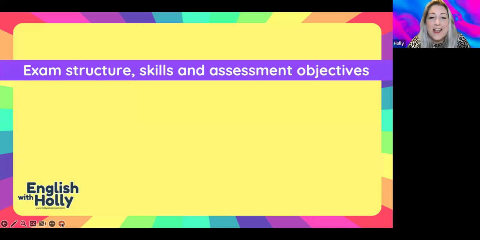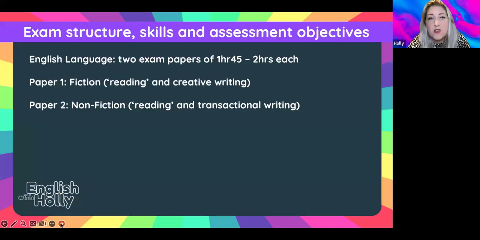So, exam structure, skills, and assessment objectives. This is essentially what the exam entails. I suppose in many ways this is the boring bit, but the very important bit, of course. English language is made up of 2 exam papers. Depending on your exam board, they'll be from 1 hour 45 to 2 hours each. Paper 1 is reading and writing, and so is paper 2. But for AQA particularly, and Edexcel as well, it's split into fiction and non-fiction.